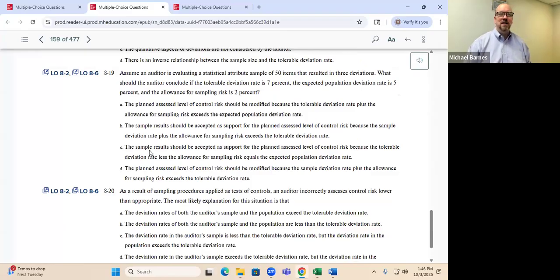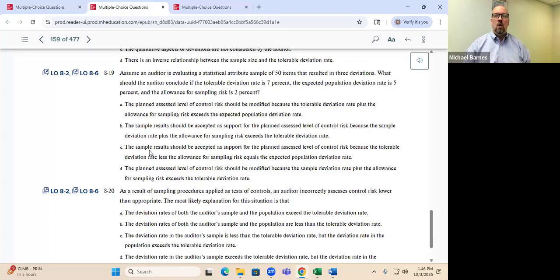Well, there's a lot going on here. Let's answer the question before we look at the answers, because we have to find the answer most consistent with our expectation. First, what number is our comparison basis? It cannot exceed this percentage, or everything's off. That's the tolerable deviation rate, which is 7%.